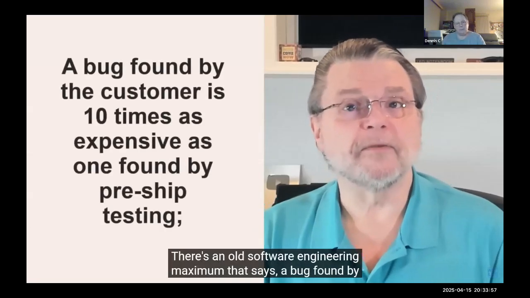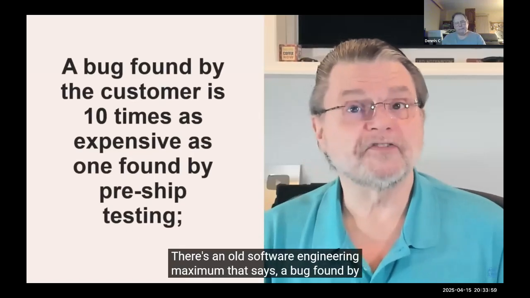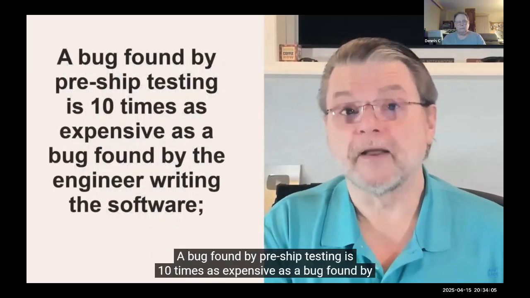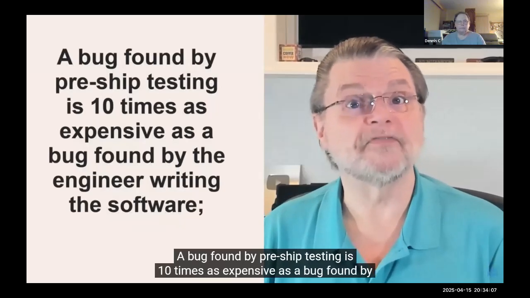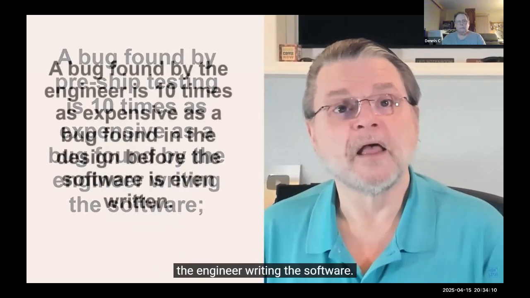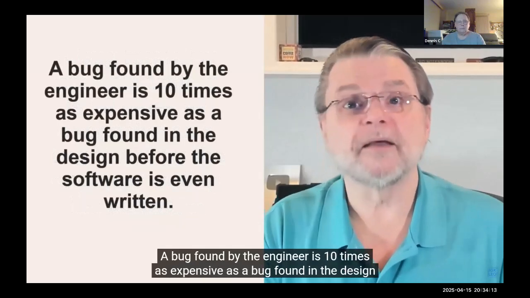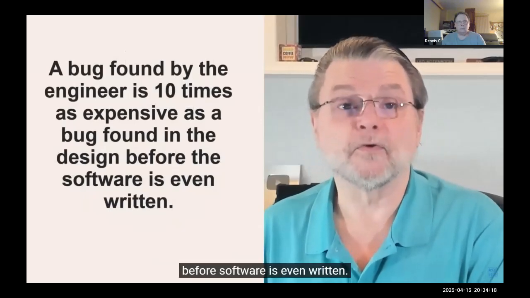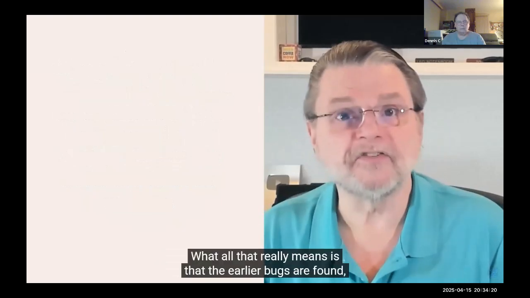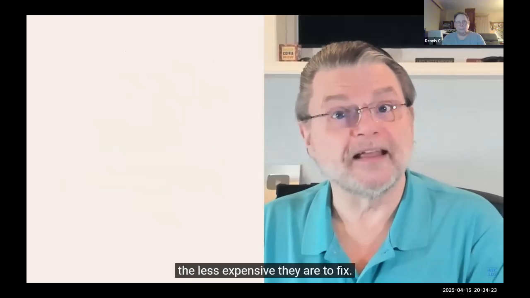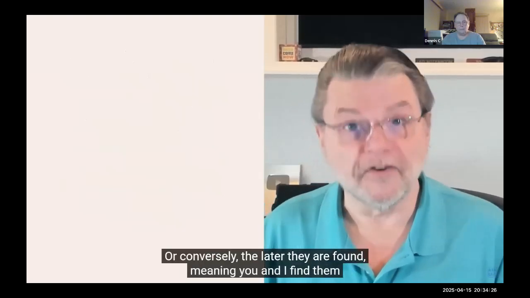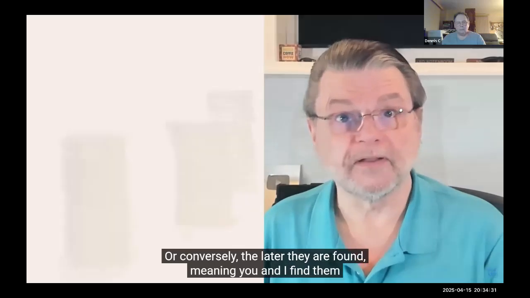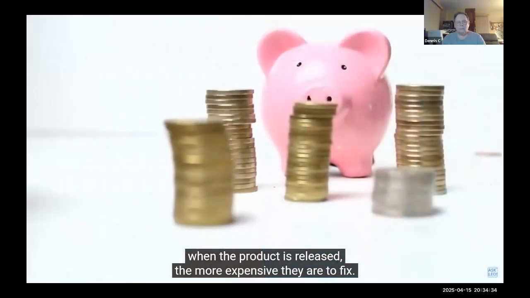There's an old software engineering maxim that says a bug found by the customers is 10 times more expensive as one found by pre-ship testing. A bug found by pre-ship testing is 10 times as expensive as a bug found by the engineer writing the software. A bug found by the engineer is 10 times as expensive as a bug found in the design before software is even written. What all that really means is that the earlier bugs are found, the less expensive they are to fix. Or conversely, the later they are found, meaning you and I find them when the product is released, the more expensive they are to fix.